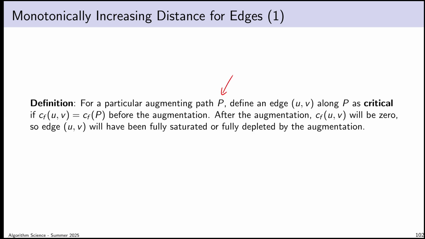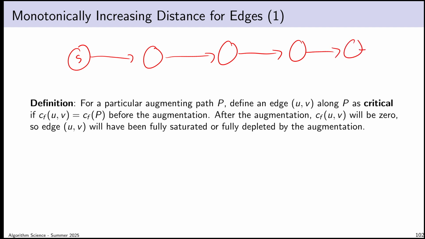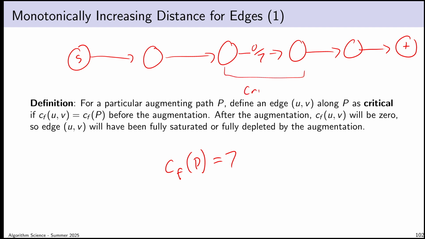So let's suppose I'm using a particular augmenting path P. I'm going to define an edge along that path as critical if the residual capacity of the edge equals the capacity of the path. Because it was a long time since I drew this example out, I'm going to draw it again. So suppose I have some augmenting path P, which of course is a path from S to T. And suppose that I know that the capacity of this path, I'll draw it down here, is 7 or something. Now suppose I find an edge along the path whose residual capacity is equal to 7. We're going to call this thing here a critical edge.